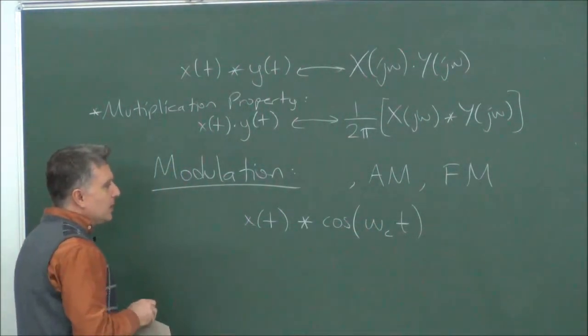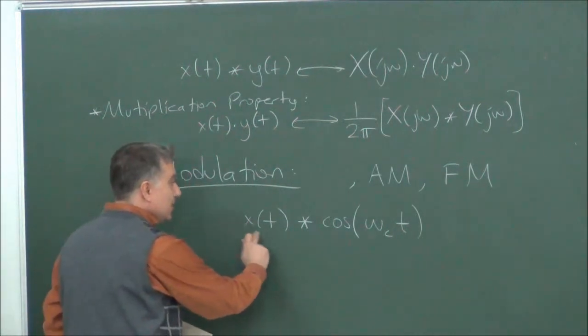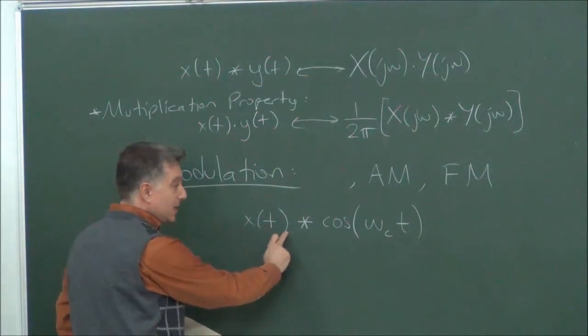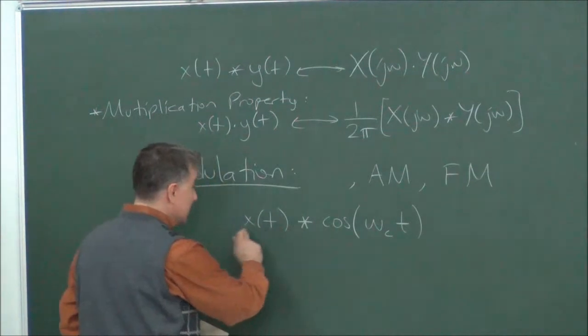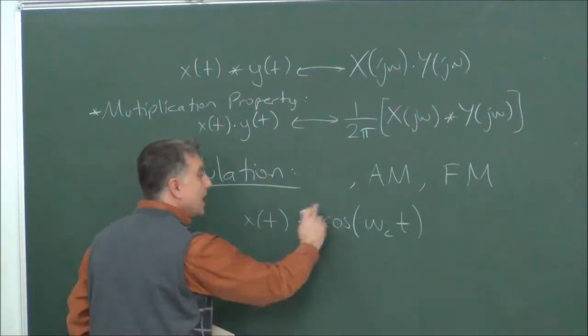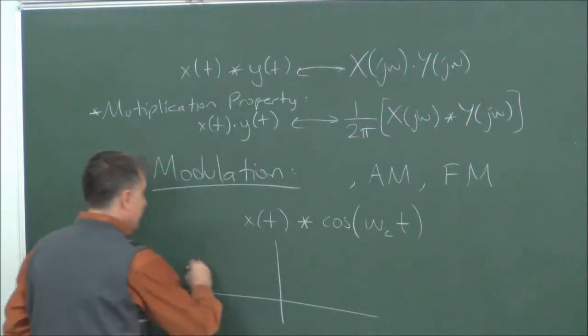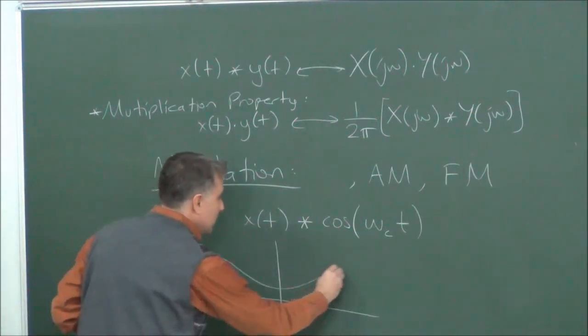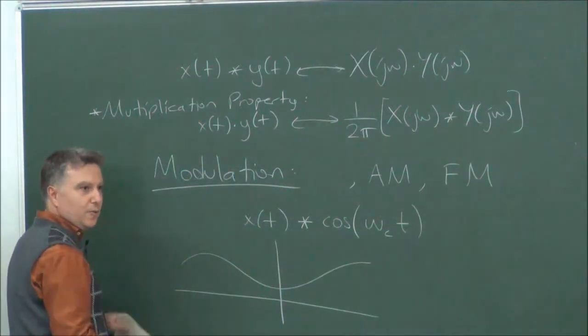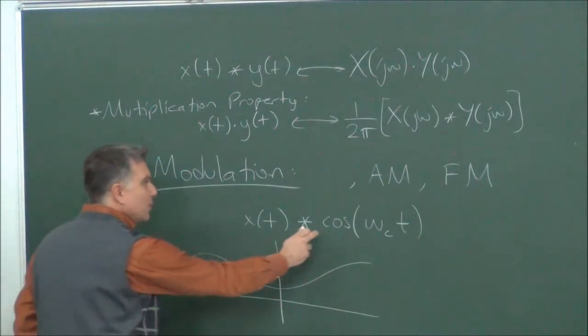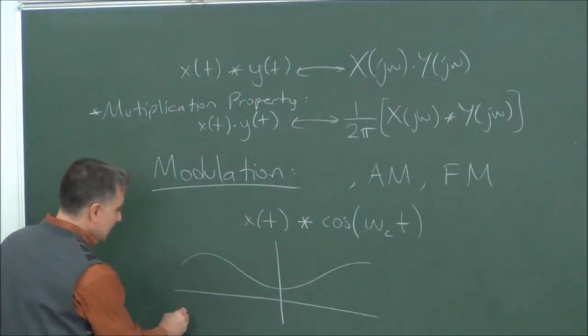Now, this multiplication has this kind of an effect. The cosine is a higher frequency signal, and x of t is very low frequency as compared to this cosine. If your x of t is a slowly varying low frequency signal like this, when you multiply it with a cosine, the result will look like this.